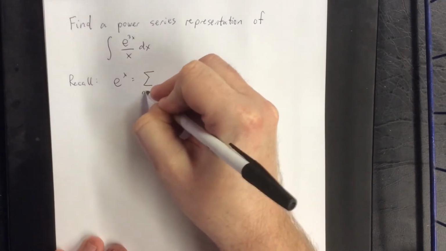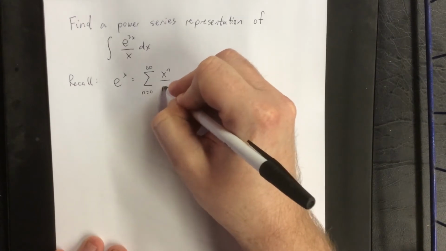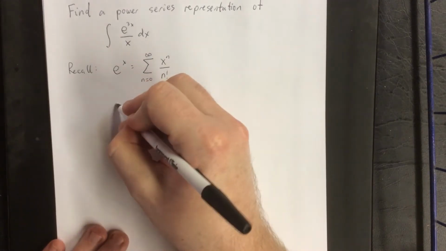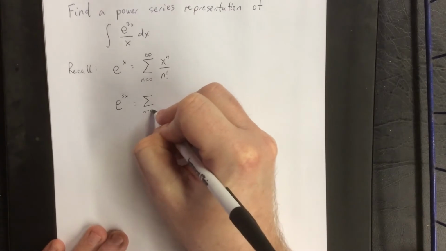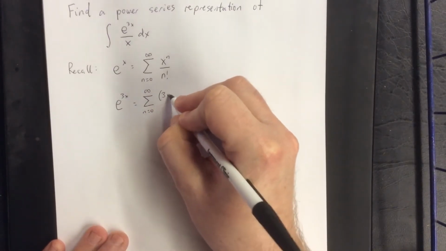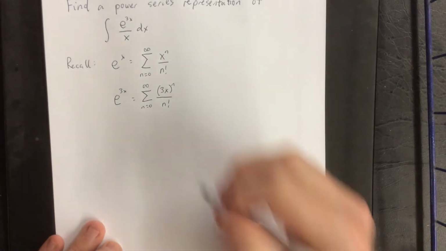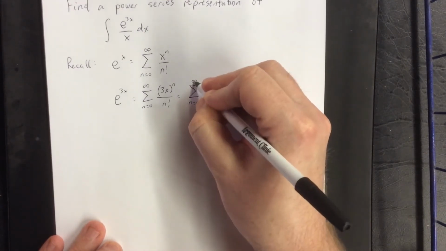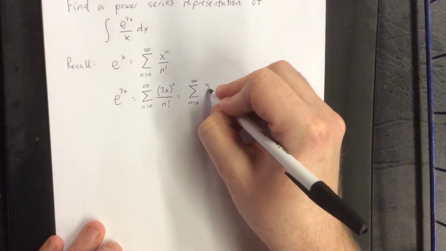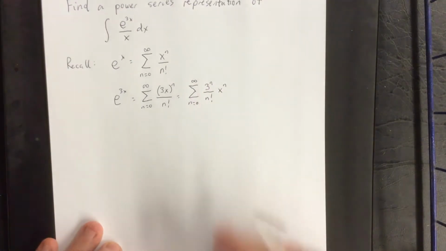The power series representation of e to the x, also known as the Maclaurin series, looks like this. Now, if I replace the x's with a 3x, I will have the Maclaurin series or power series representation of this function. Now, in anticipation of the things that we're about to do, I'm going to make an alteration to this, and that alteration is going to be, I'm going to call this 3 to the n divided by n factorial times x raised to the n power.